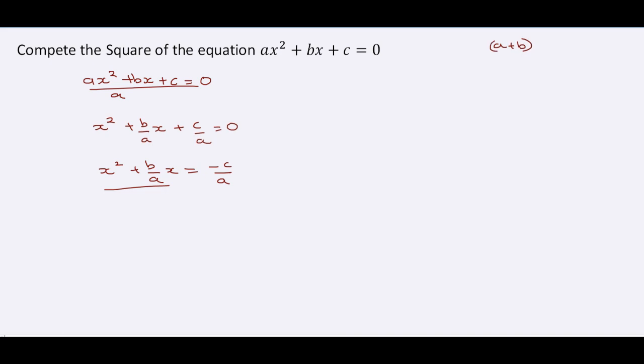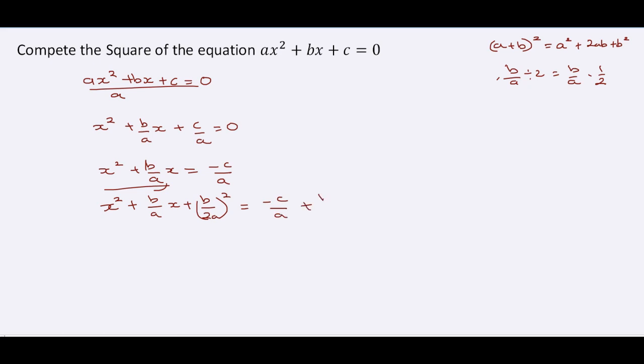(a plus b) squared is equal to a squared plus 2ab plus b squared. So what we now have to do is divide this by 2. We're going to divide b over a by 2, so b over a divided by 2, which is b over a times 1 over 2. So we now have x squared plus b over a x plus (b over 2a) squared is equal to minus c over a plus (b over 2a) squared. Because it's an equation, whatever we add to the left hand side, we must add to the right hand side.